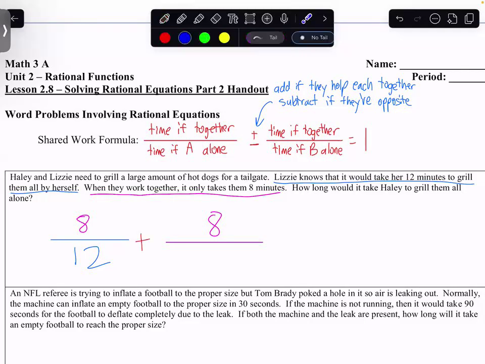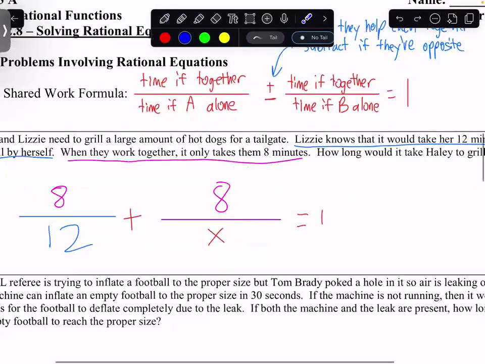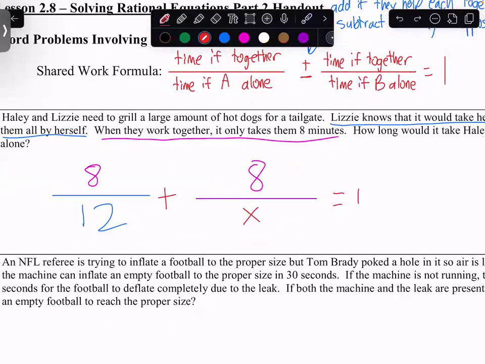What we don't know is how long it would take person B, Haley, to grill them alone. So that's our variable. So just use an x, any letter is fine. And equals one is not a letter, so it's always equals one, right? The one represents the complete job. So basically this fraction is what fraction of the job person A does. This is the fraction person B does. Let's make sure, let's confirm.